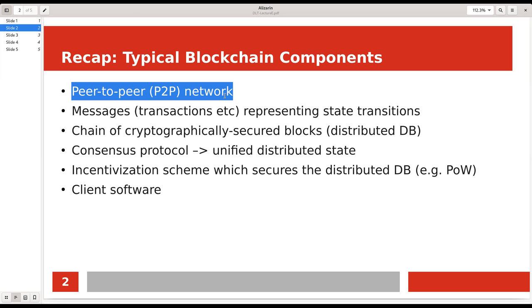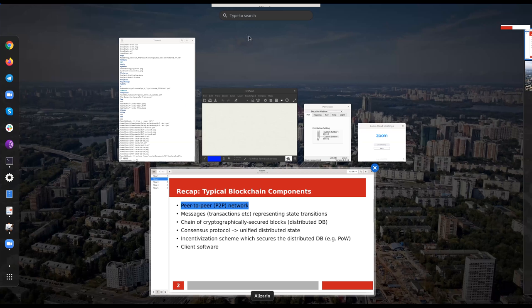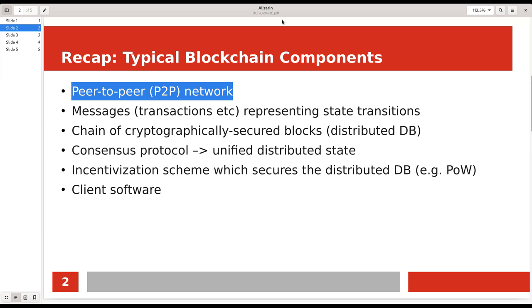There is a message in the chat. Let's see what the message says. It says no, we have UTXO instead. And you are right.